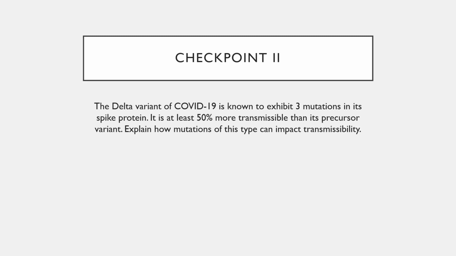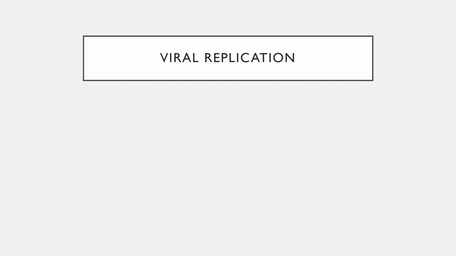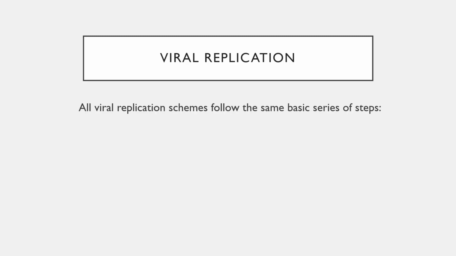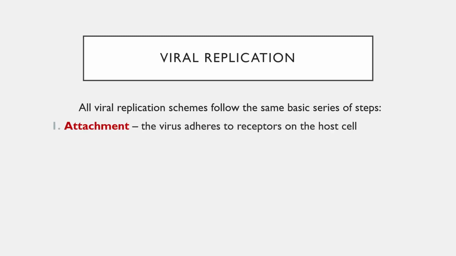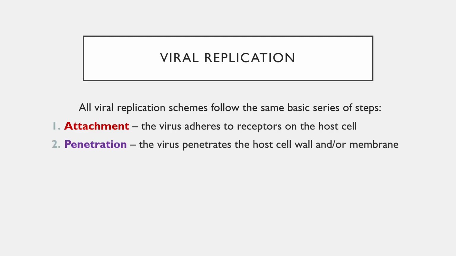So now that we've finished covering the basics of the structure of viruses, we can start talking about the viral replication process. The mechanisms that viruses use to replicate can vary in slight ways, but they all follow the same basic series of steps. First comes attachment. Attachment is where the virus adheres to receptors on the host cell using its protein spikes. After attachment comes penetration. If the spikes are compatible with the receptors on the host cell, then the virus will penetrate the host cell wall and or membrane depending on the type of cell that it's infecting.